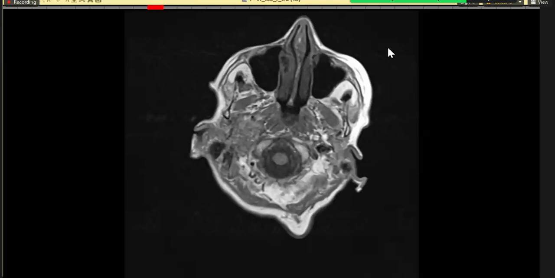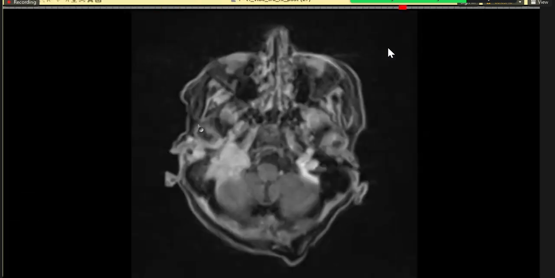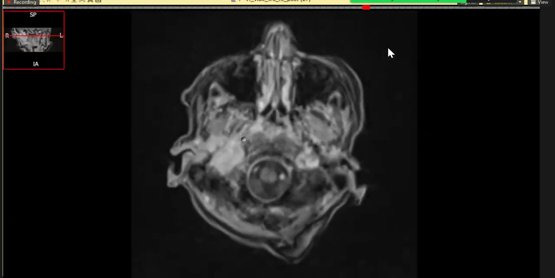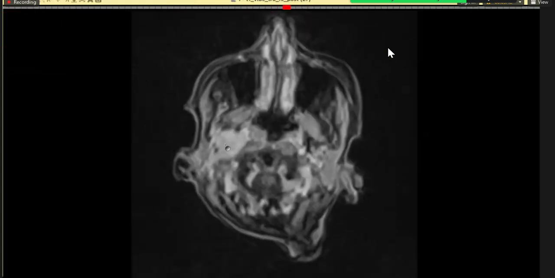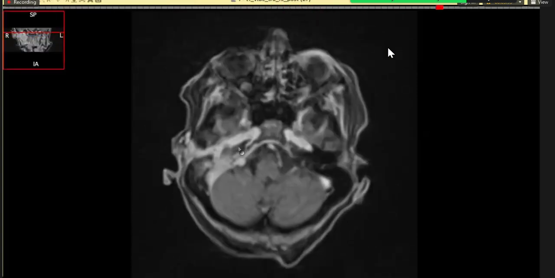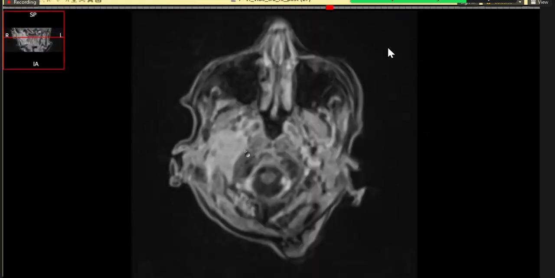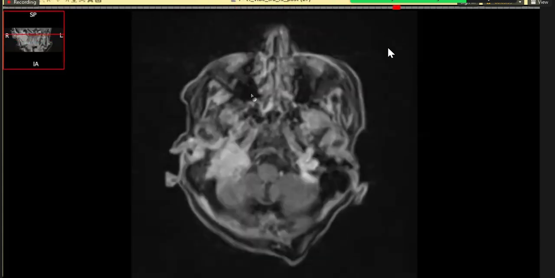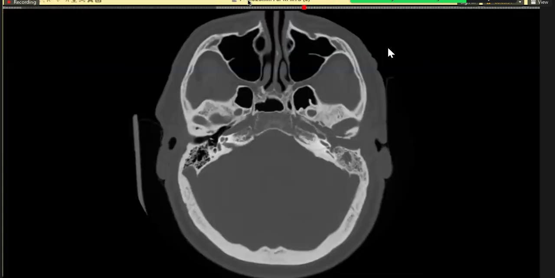Just to make a point, you can see the patient has moved a lot, but you can see how it enhances. Enhancement will not make a difference, but these two signs are critical. Okay, well done.